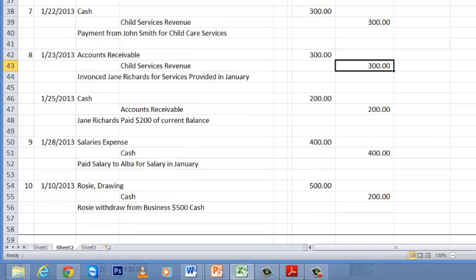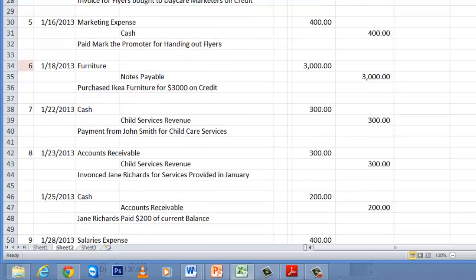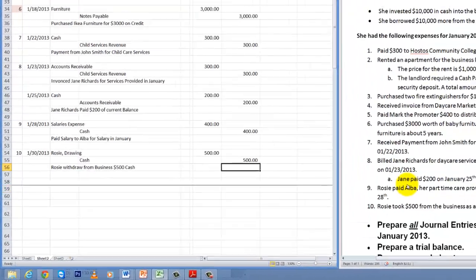And number 10, Rosie took $500 from the business as a drawing for the month of January on 1/30th. Let's just fix this, 1/30th, and it was again the Rosie drawing. It was a debit. When you take money out of your capital, you debit. And then we have a cash decrease of $500. Okay, so this is what we have here.